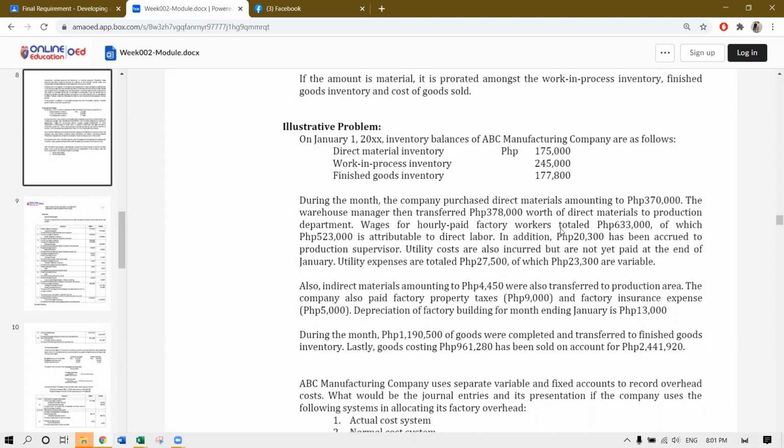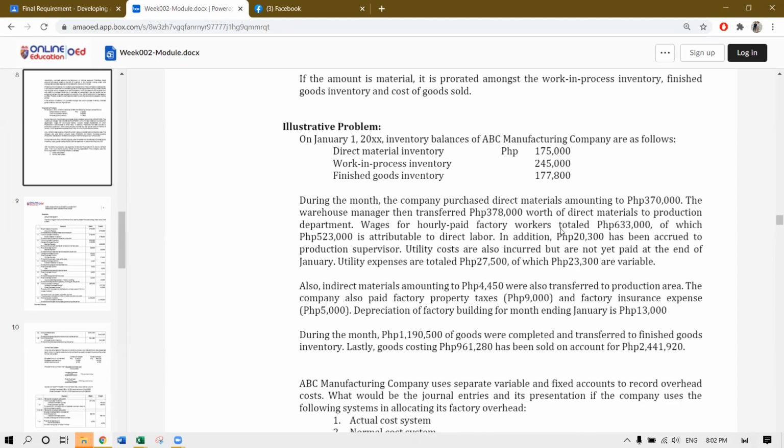Okay. Also, indirect materials amounting to 4,450 were also transferred to production area. The company also paid factory property taxes, 9,000, and factory insurance expense, 5,000. Okay, what are these? Factory property taxes are part of fixed overhead costs. Factory insurance expense is part of fixed overhead cost.